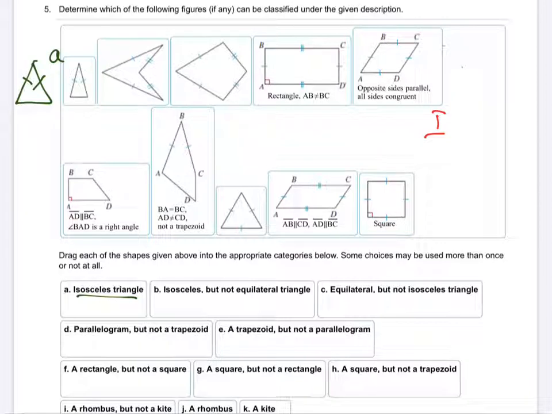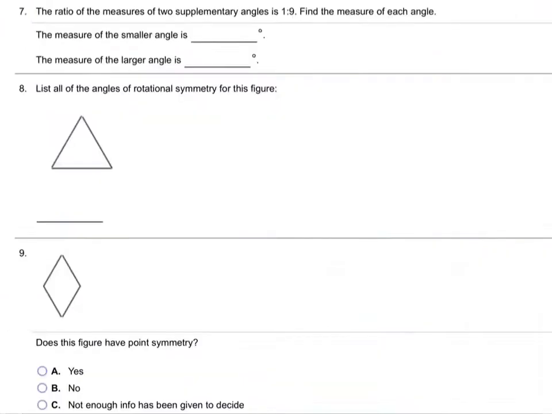It's isosceles. But there's sometimes more than one category. Is it isosceles but not equilateral? Yeah, it's that too. It's isosceles, 2 or more, but it's not equilateral. It doesn't have all 3. So it fits in categories A and B. And then, is it equilateral but not isosceles? That's an impossible category. Let's cross that category out right now. Do you see that? If you're equilateral, you have all 3 sides equal. Well, then you are isosceles automatically. See, they're trying to trick us.